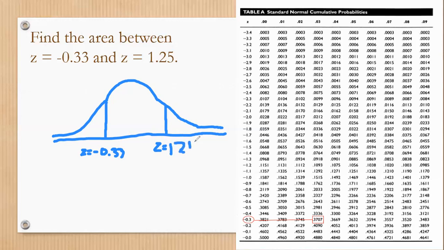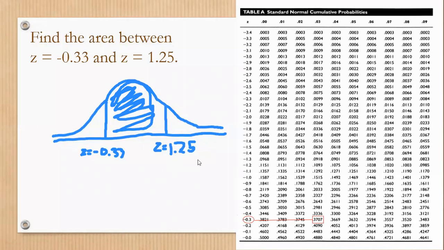Ayaw niya mag-dot. Okay. Okay. So as you can see, from the table, this is the required region in between. Okay. So if it is in between, as suggested in the rules, whatever is the value of z equals negative 0.33, which is 0.3707, must be added to the value of 1.25.